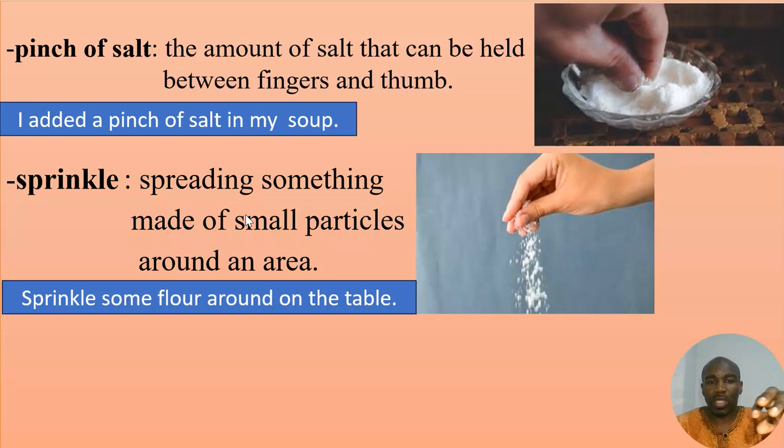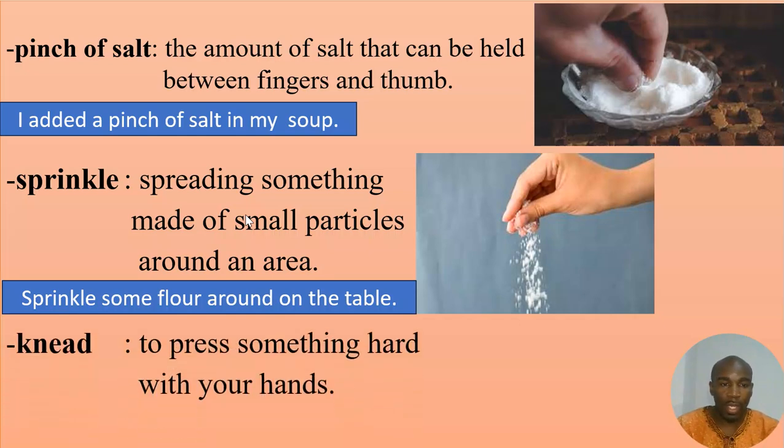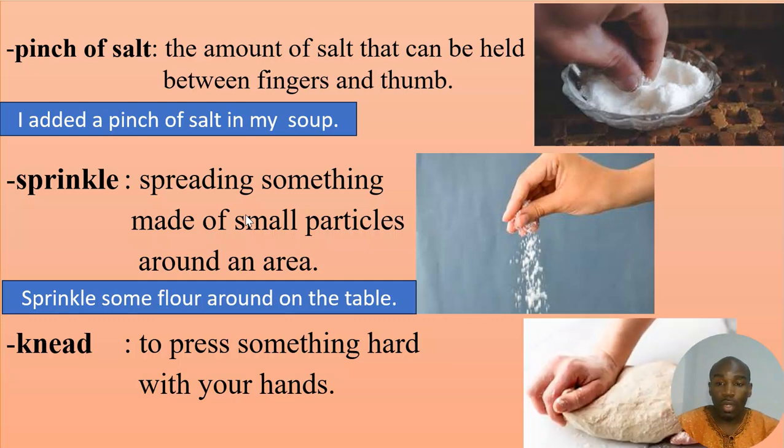So sprinkle some flour around the table. If this is your table and you want to knead on it, you will sprinkle some flour there. Then you can continue your kneading. Okay. Then the last one is knead. Knead, the one I told you there. Look at that one. That's to knead. If you mix flour with water and so on, you are able to make dough and then you're able to knead.